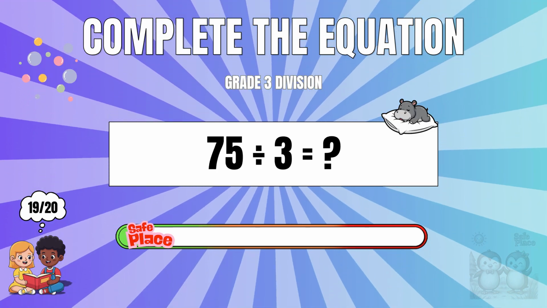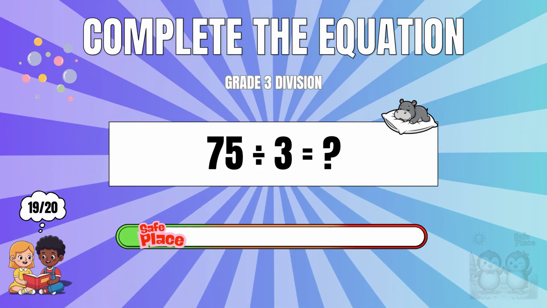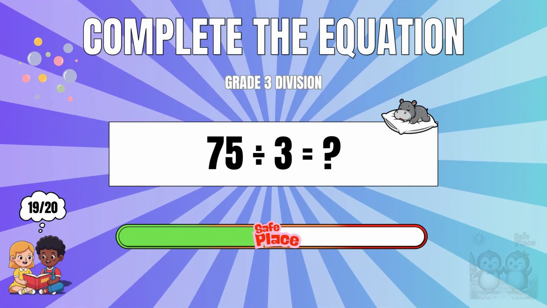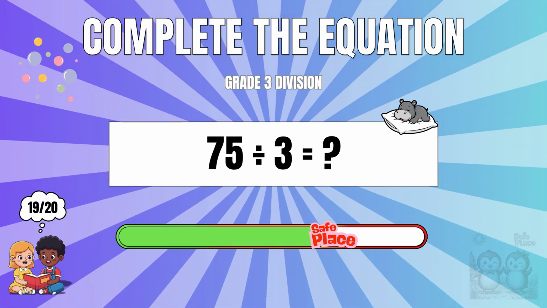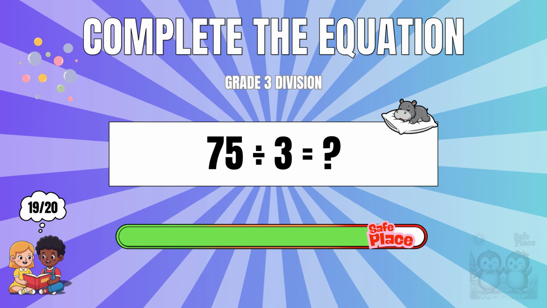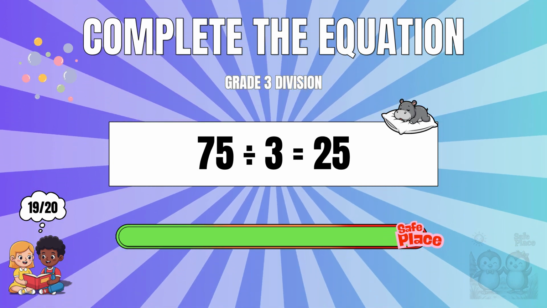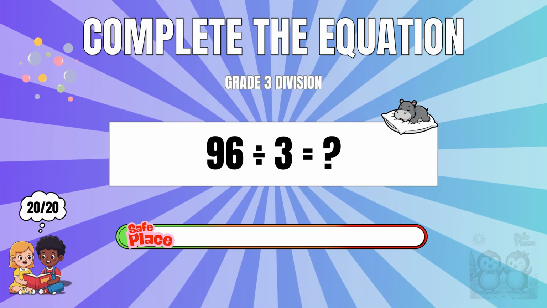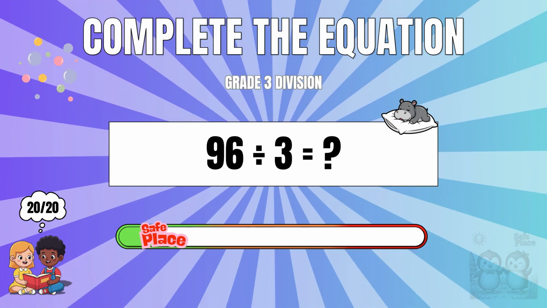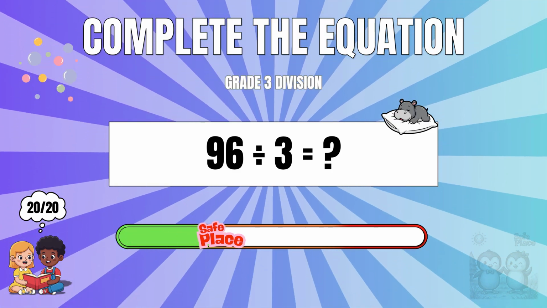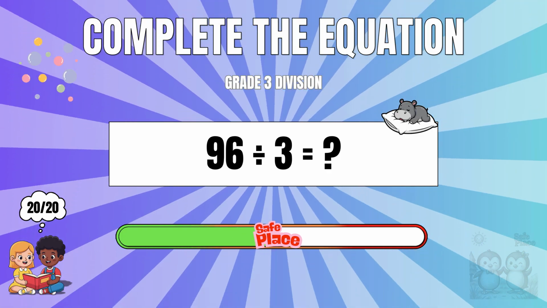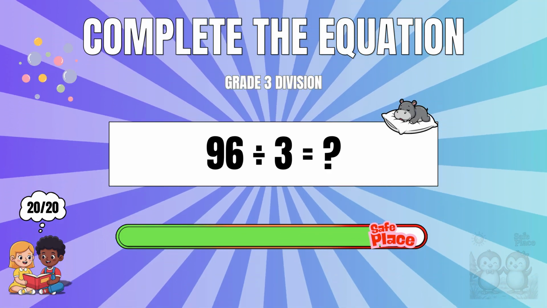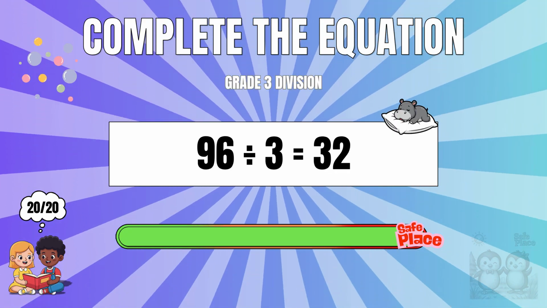Try this one. 75 divided by 3. Three, 2, 1. Well done! It's 25. And here comes the last one. What is 96 divided by 3? Three, 2, 1. That makes 32.